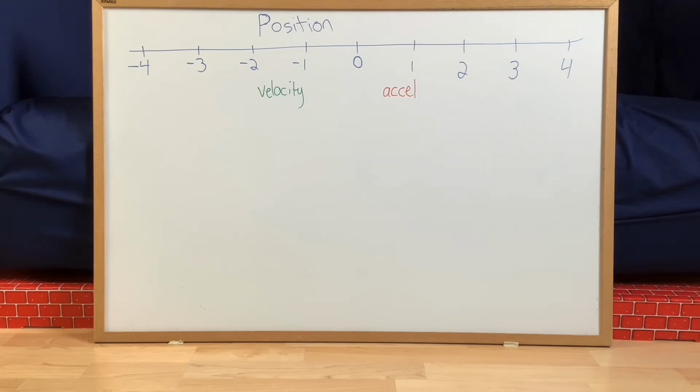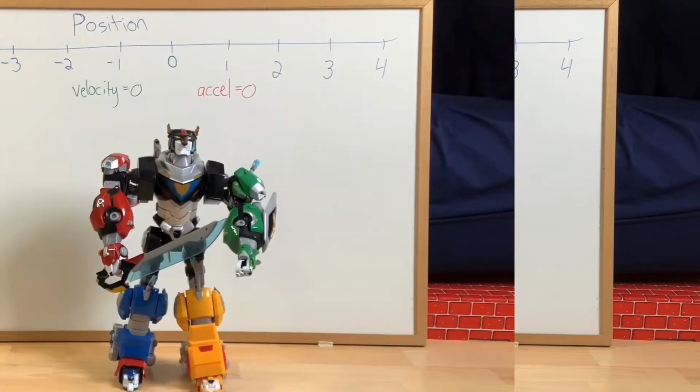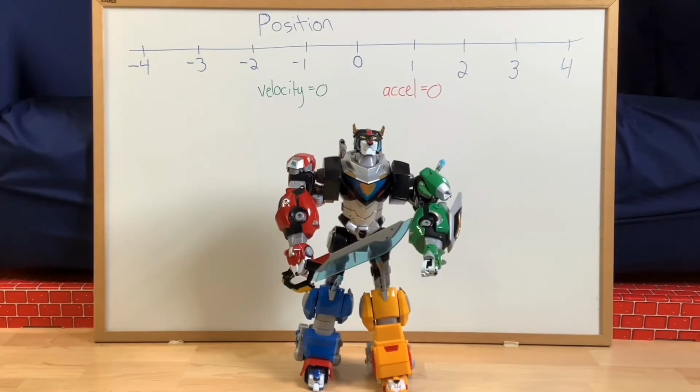Now let's try and make some sense out of all this, using some stuff I found lying around my house. So here we have a position graph. 0 is the origin. To the right of the origin, we have positive position values. To the left of the origin, we have negative position values. Let's start by looking at the simplest case, where velocity and acceleration are both 0. Here we have Voltron with a position of 0, that means he's right at the origin, velocity and acceleration of 0 because he is stationary.